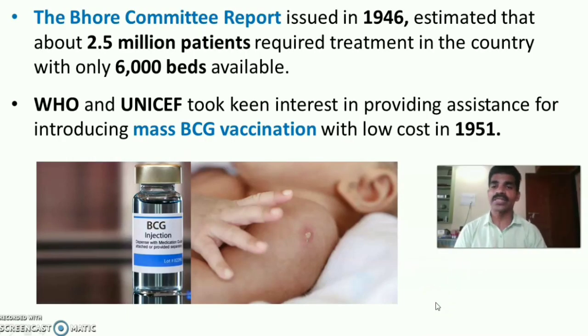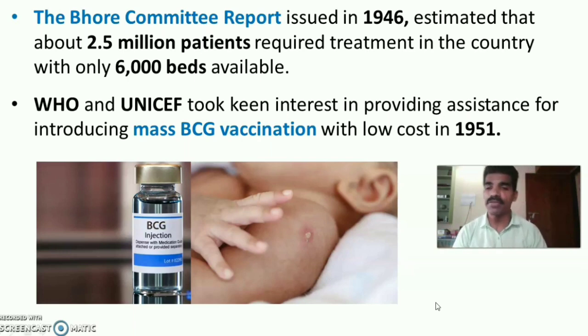Then in 1946, the Bhore Committee report estimated that about 2.5 million patients required treatment in our country, and we had only 6,000 beds available for them. So according to the Bhore Committee report, the total TB patients was estimated at 2.5 million, but India had only 6,000 beds. That was the significance of the TB problem in India during 1946.